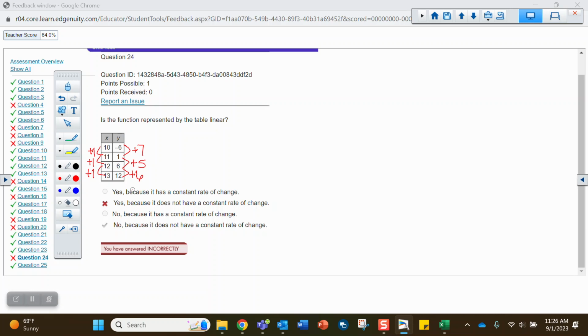So if the x's change by the same constant, then the y's have to change by the same constant also. So maybe these would all have to be +7, or they would all have to be +5, or they would all have to be +6. So no, it is not a function, or sorry, it is not linear. It is a function. It is not linear because it doesn't have a constant rate of change. That's the only way to get a straight line.